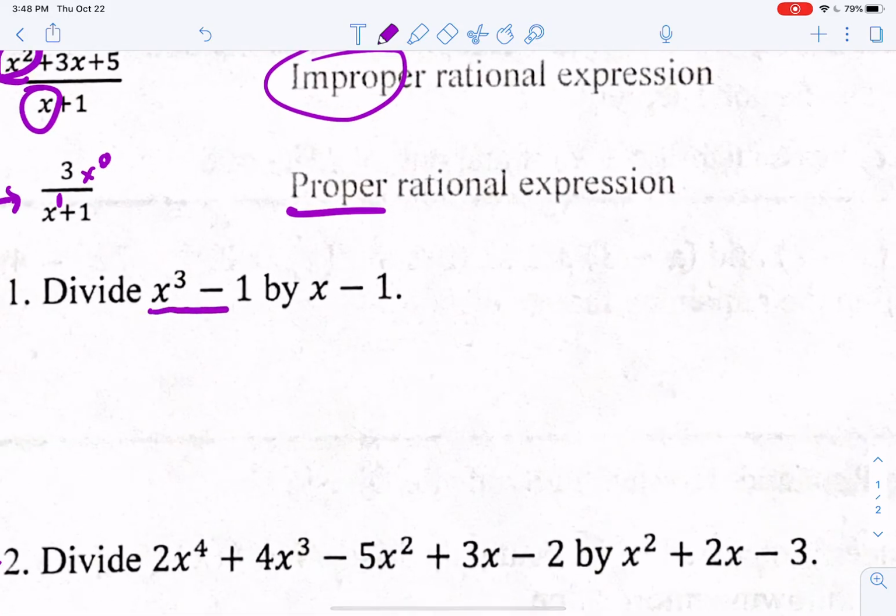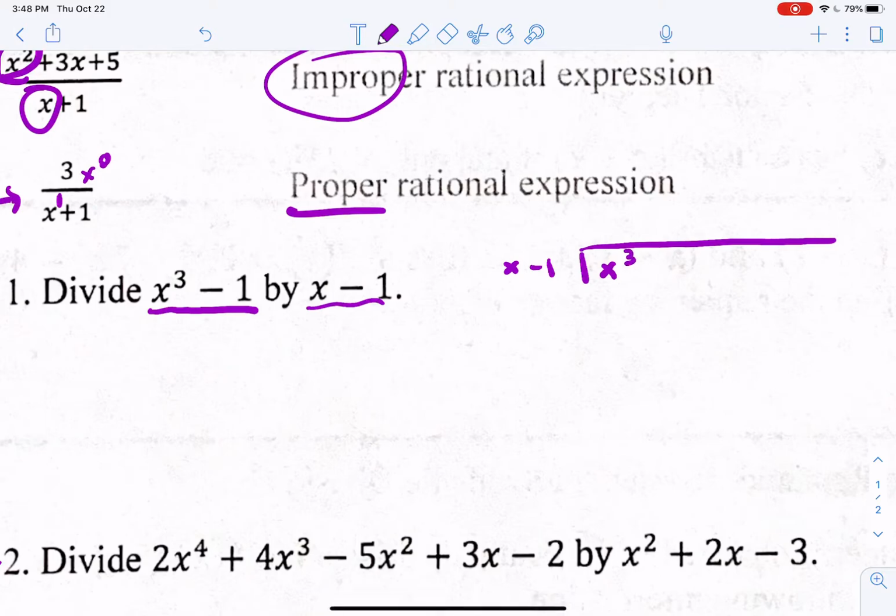So I'm taking x cubed minus 1, and I'm dividing by x minus 1. So I'm going to put x minus 1 on the outside, and then I'm dividing. I set this up here, and the only thing I will warn you about is if you have terms that are missing, like in between the x cubed and the 1, put zeros in front of them. So I need to put plus 0x squared plus 0x, and then I can finally put my minus 1. So you do need to leave placeholders for those x squared and x values, okay?